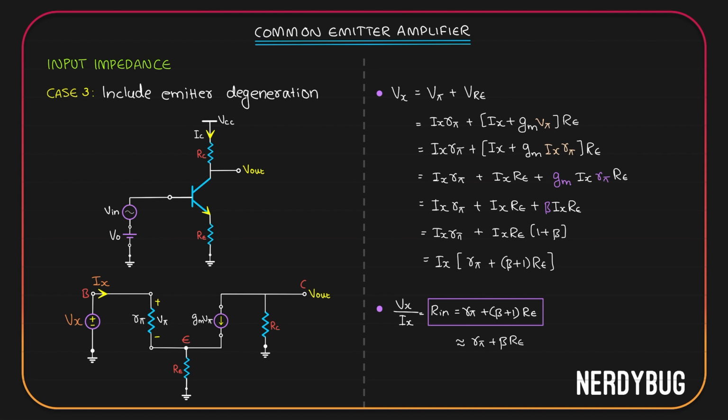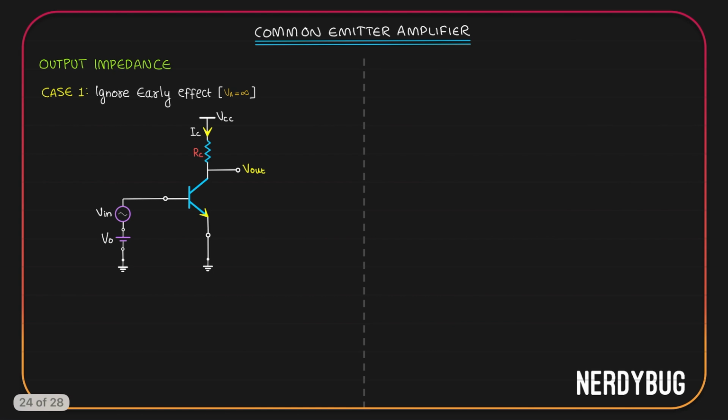So without emitter degeneration, our input impedance was simply R pi. Now it is R pi plus beta Re. We can see that the degeneration increases the input impedance. Is it a good thing or a bad thing? It is a good thing. Remember, we wanted our input impedance to be as high as possible. The larger, the better. Let us now move on to output impedance.